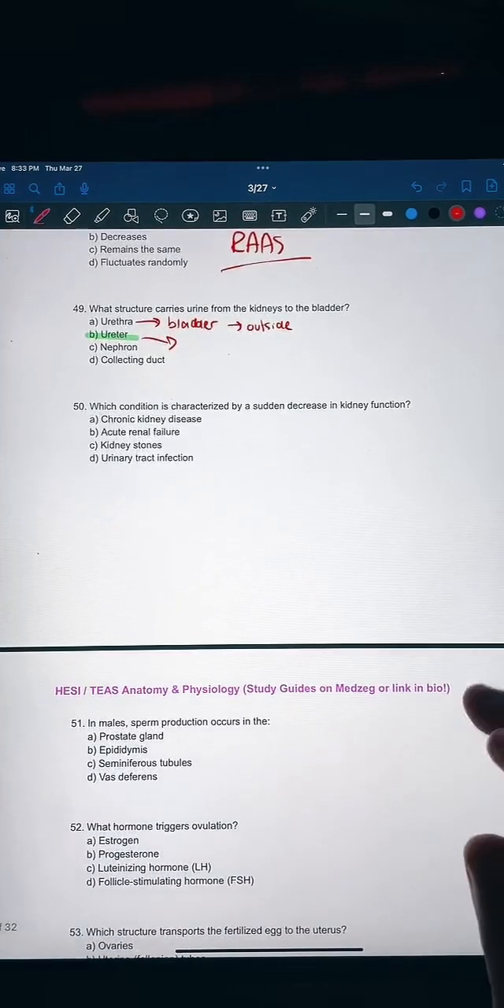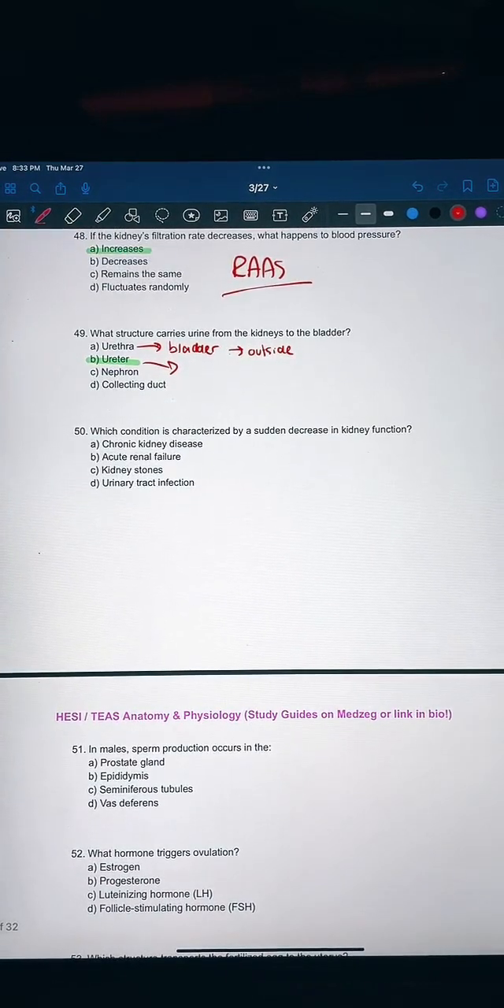Moving on to number 50. Which condition is characterized by a sudden decrease in kidney function? Excuse me.